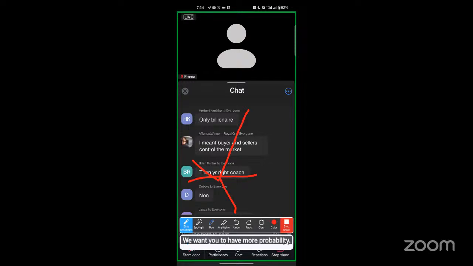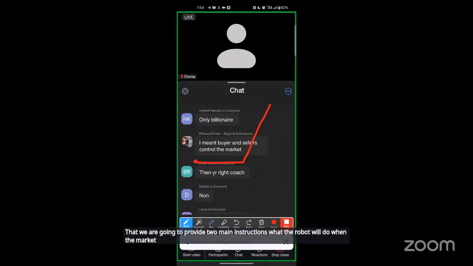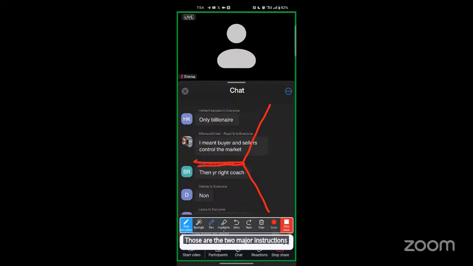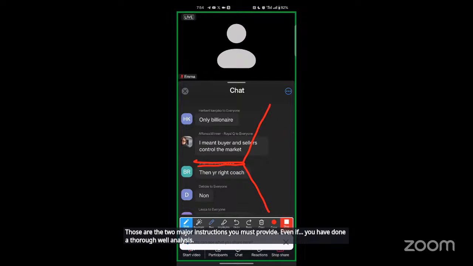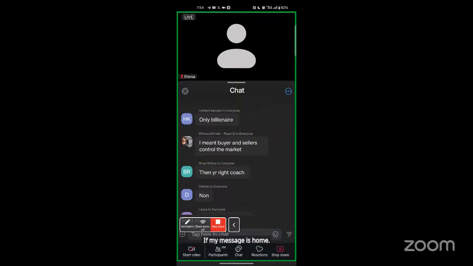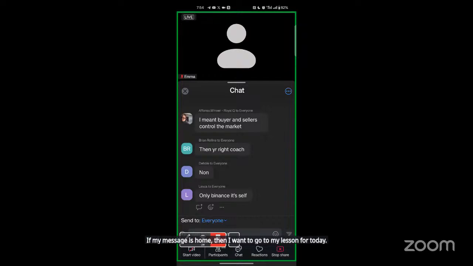That's why we use Royal Q, where we provide two main instructions: what the robot will do when the market rises and what the robot will do when the market goes against you. Those are the two major instructions you must provide, even if you have done a thorough, well-done analysis. If my message is home, then I want to go to my lesson for today. Even Binance cannot control the market, so no one can.